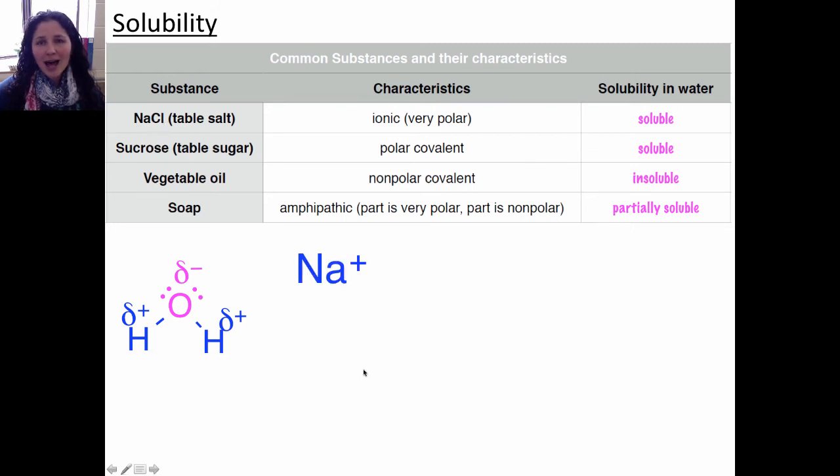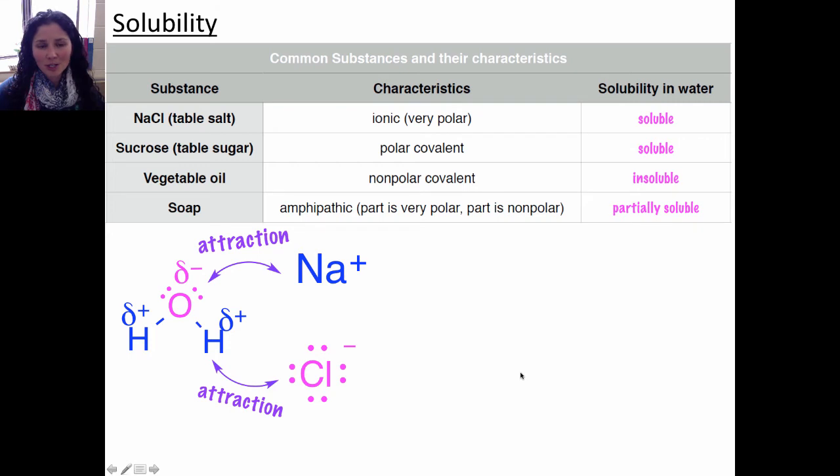A sodium ion is going to be attracted to the water molecule with the positive charge on the sodium with the partially negative charge on oxygen. And a chlorine ion will be attracted to the partially positive hydrogens on the water. When sodium chloride is in its solid form, the sodium positive and the chlorine negative are attracted to each other very strongly.